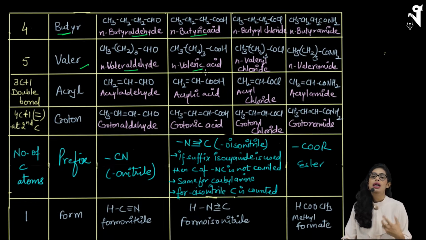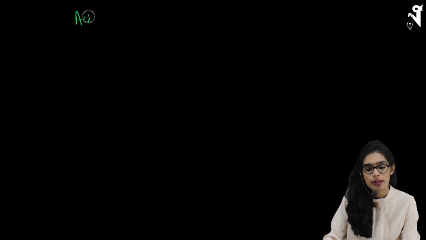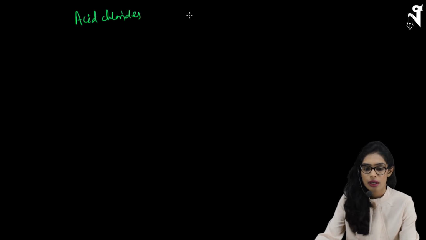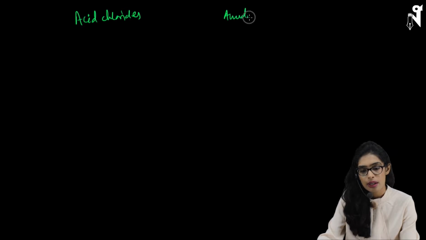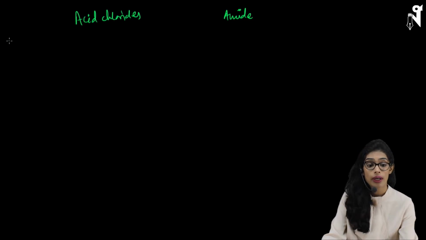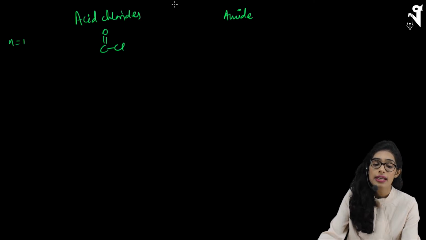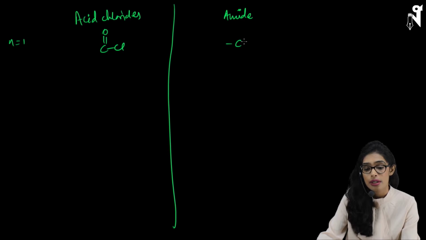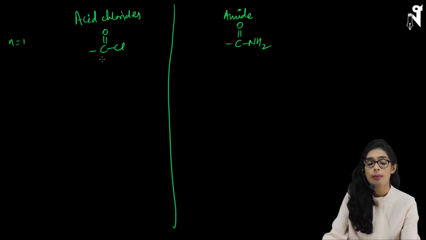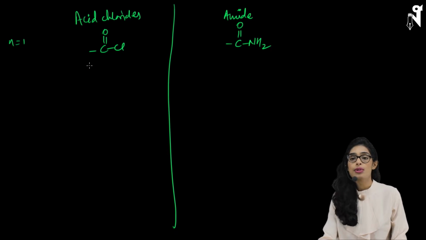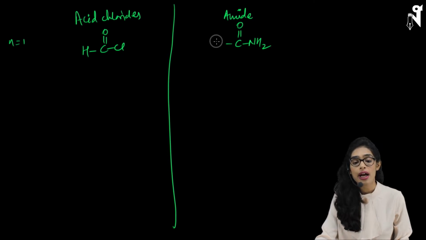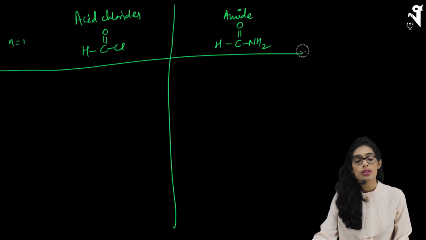Let's talk about acid chlorides and amides. Now, when N is equal to 1, acid chloride COCl and similarly amide CONH2 already have one carbon, so we do not require any other carbon chain to be present over here. We will just fulfill the valency by hydrogen. So this is the N is equal to 1 structure.